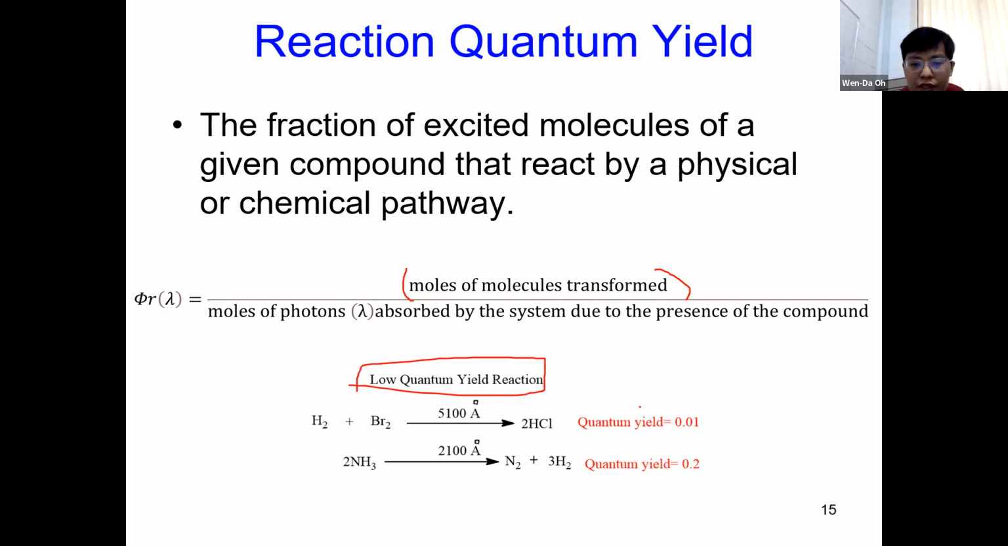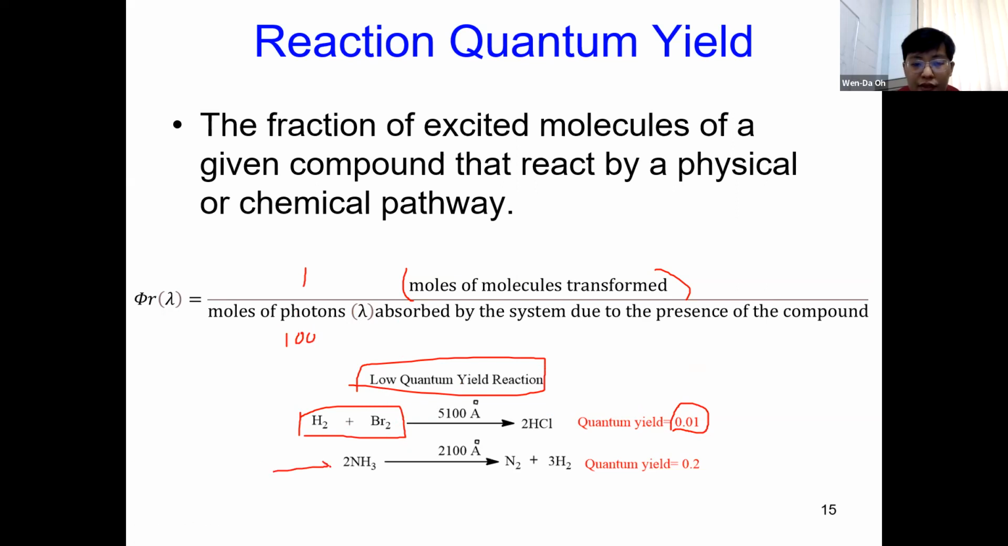For instance, in this reaction, hydrogen plus bromine, the quantum yield is about 0.01. This is very, very low, which means that, let's say this is 0.01, this is 1, and this is 100, out of 100 exposures to photons, only 1 mole of the molecule is transformed.